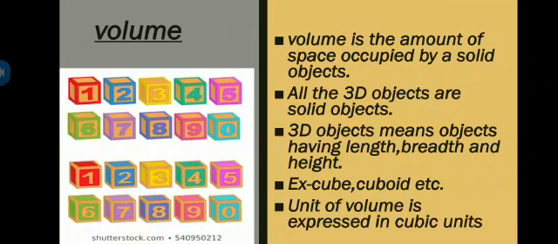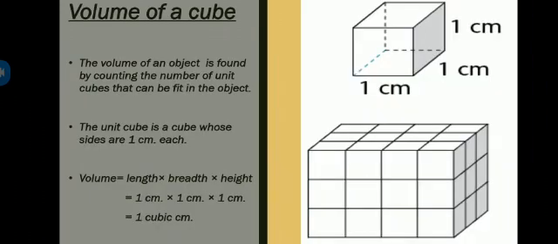Volume is the amount of space occupied by a solid object. So now the question arises, what is a solid object? All the 3D objects are solid objects. 3D means three-dimensional object. So 3D objects means objects having length, breadth and height. For example, cube, cuboid, etc. So what is the unit of the volume? The unit of the volume is expressed in cubic units.